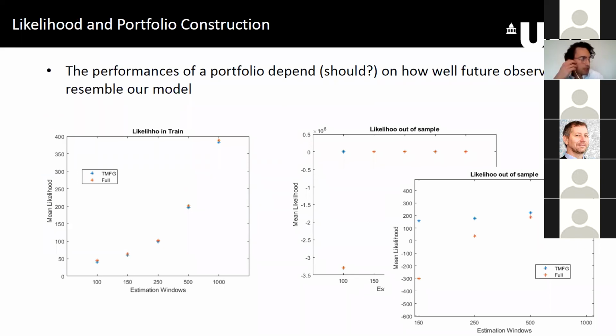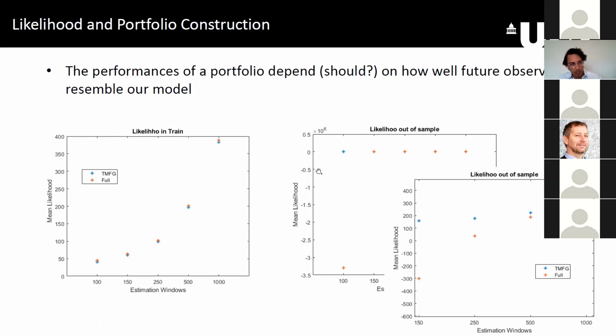For the first question, in terms of portfolio construction, what you see here is the likelihood that we obtain using a filtered matrix and a full covariance matrix, in train and out of sample, as the number of observations used in train to estimate those parameters increases. As you can see, in sample, the more observations you use, the higher the likelihood obtained. This is the mean likelihood throughout the whole train set. And as expected, the likelihood in train using the full covariance matrix is higher.